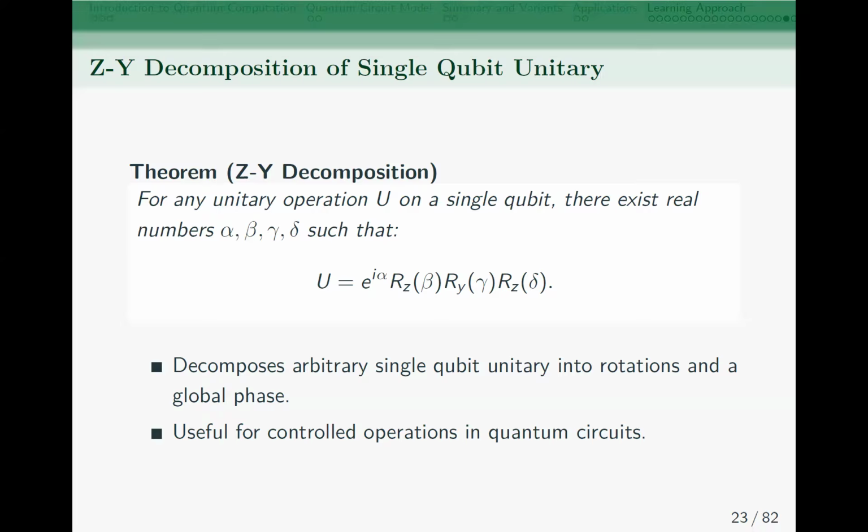This theorem says that for any unitary operation U on a single qubit, there exist real numbers alpha, beta, gamma, and delta. Three of these are angles, basically z, y, z. But notice that these are rotations, so they have determinant 1. This is a general single qubit unitary, so you need to add the extra phase here. Hopefully you can believe this is true. This decomposes an arbitrary single qubit unitary into rotations and a global phase.